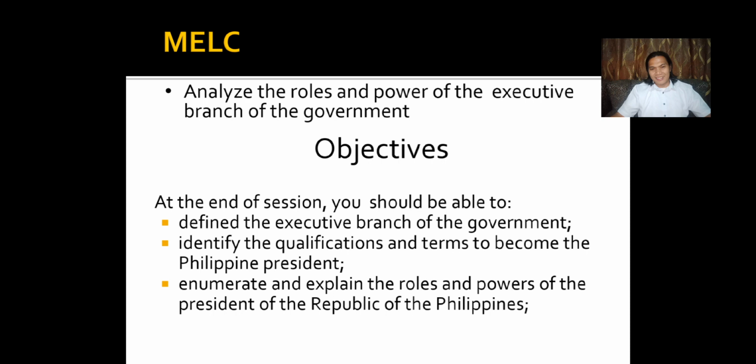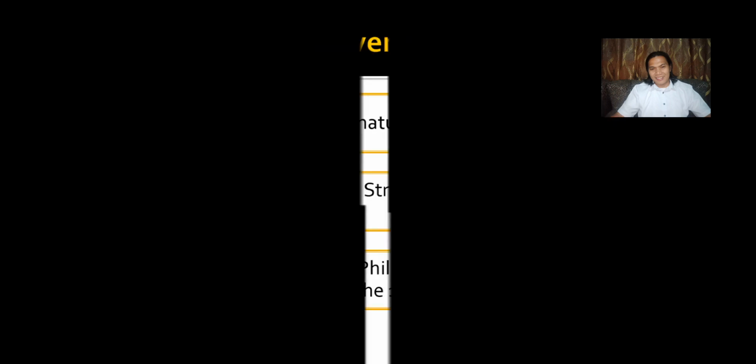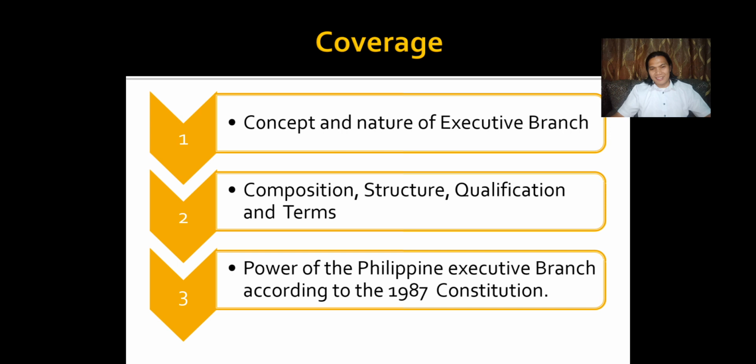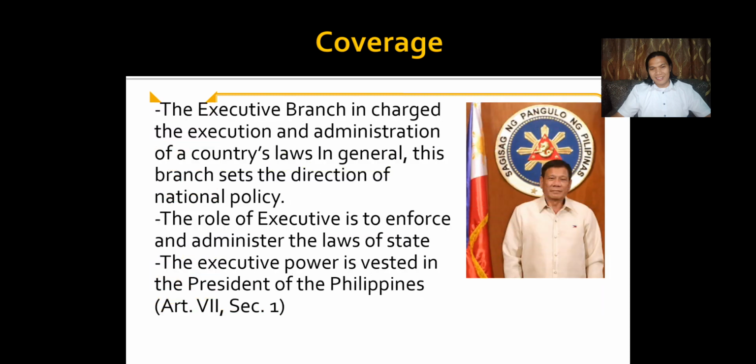Our learning targets or objectives for this lesson are as follows. First, define the executive branch of the government. Second, identify the qualifications and terms to become a president of the Philippines. And third, enumerate and explain the roles and powers of the president. So in this video, we will tackle the concept or nature of the executive branch of the government. Second, the composition or structure, and qualifications and terms. Then, the powers of the Philippine executive branch according to the 1987 Constitution.